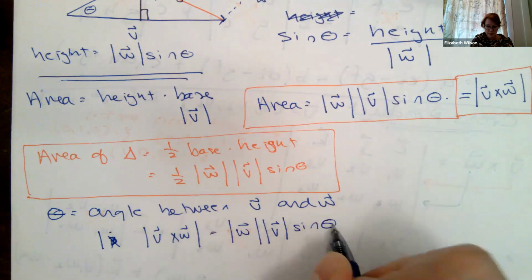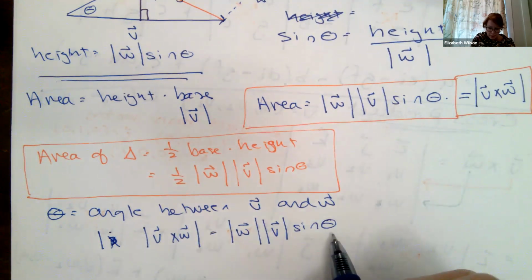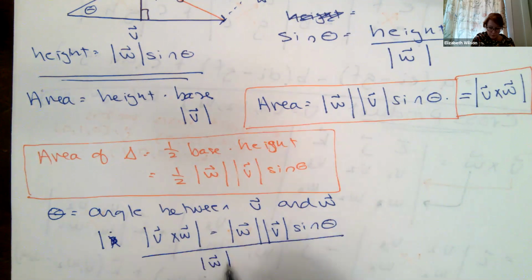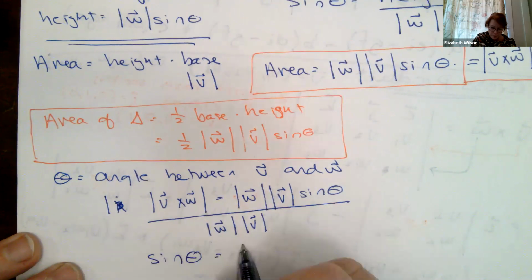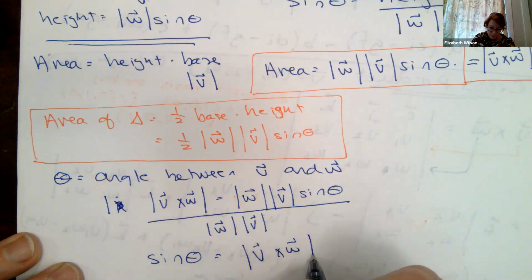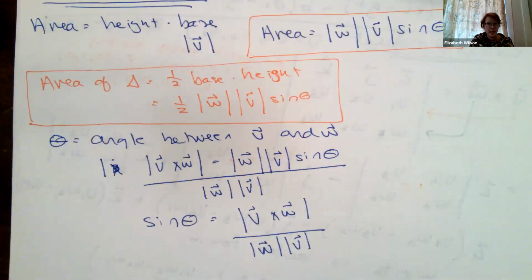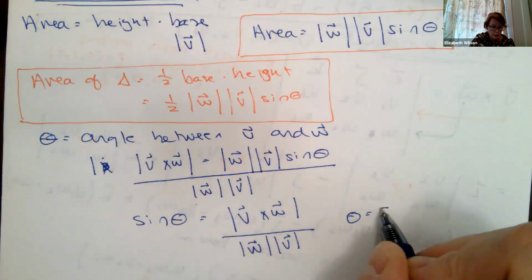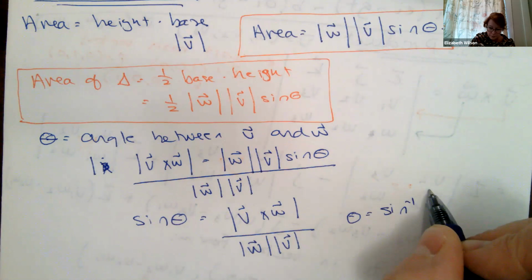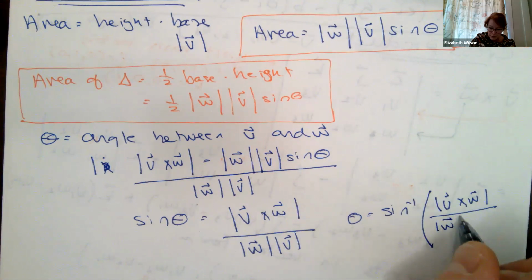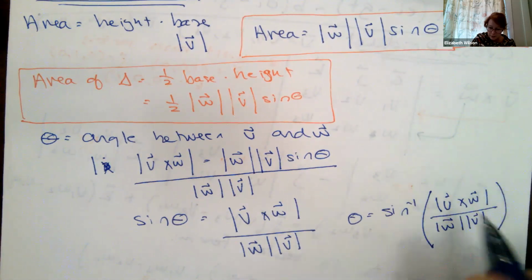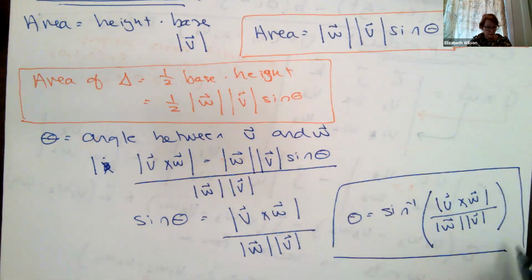Sine of theta. Right. So if I want to solve for theta, I'm going to divide by the magnitudes. Then I'm going to get sine of theta equals magnitude of the cross product divided by the individual magnitudes. Now, if I want to solve for theta, I have to take the inverse sine. So then my theta is equal to the inverse sine. That's a button on my calculator. Inverse sine of the magnitude of the cross product divided by individual magnitudes. And this gives me the angle between the two vectors.